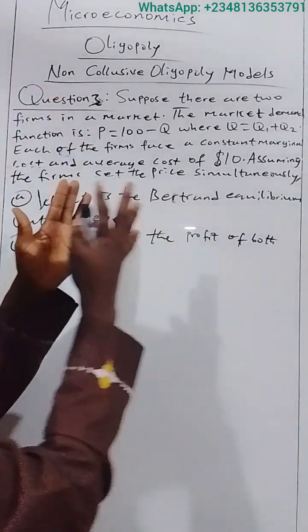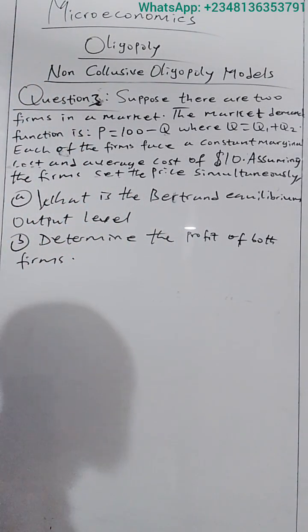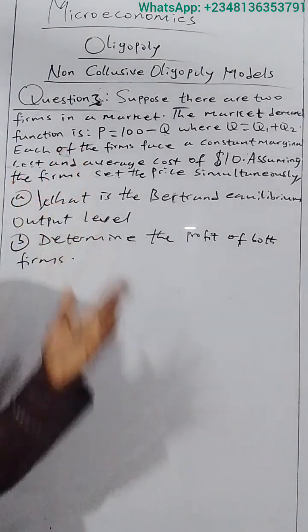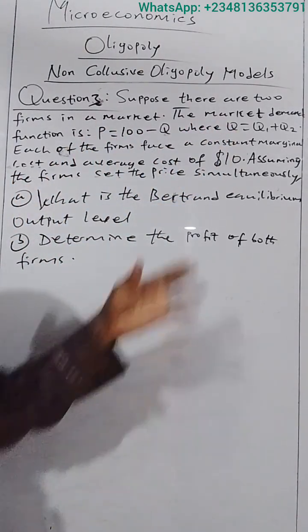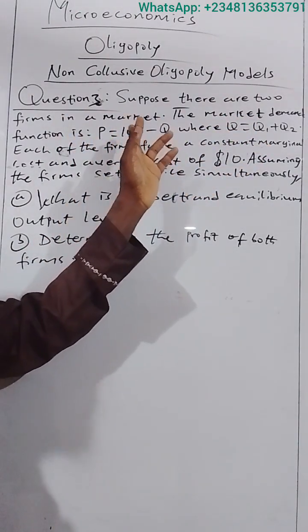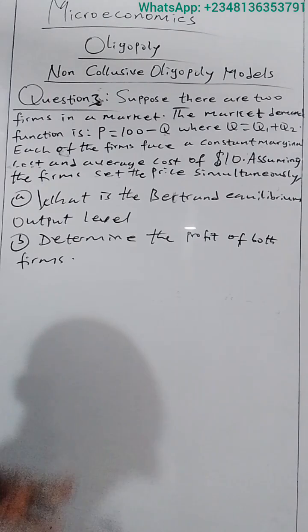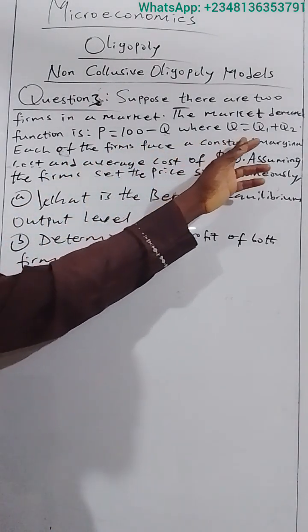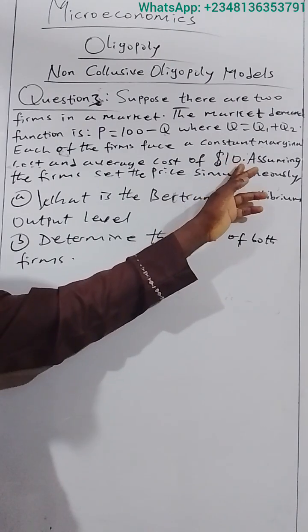In this class, I'll be solving this question on the non-collusive oligopoly model. This is question 3. The question says, suppose there are two firms in the market. The market demand function is P equals 100 minus Q, where Q equals Q1 plus Q2. Each of the firms has a constant marginal cost and average cost of $10.